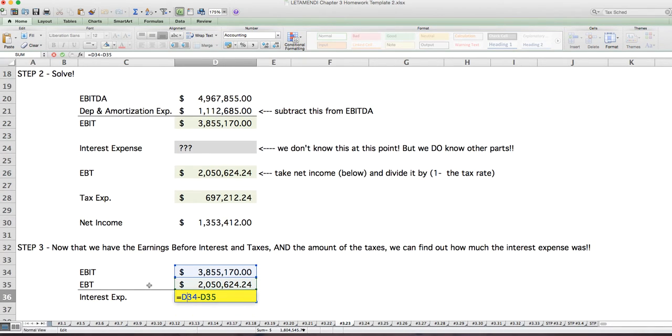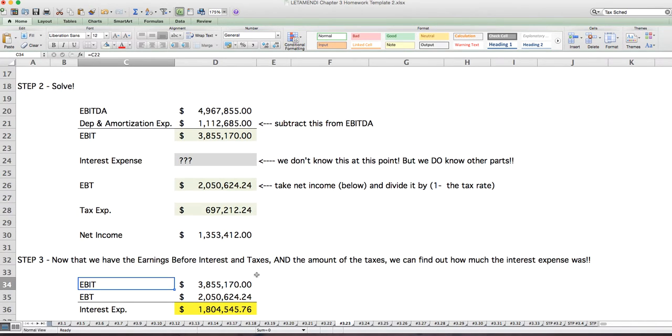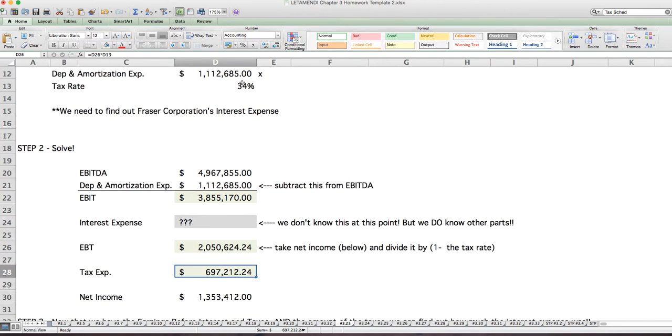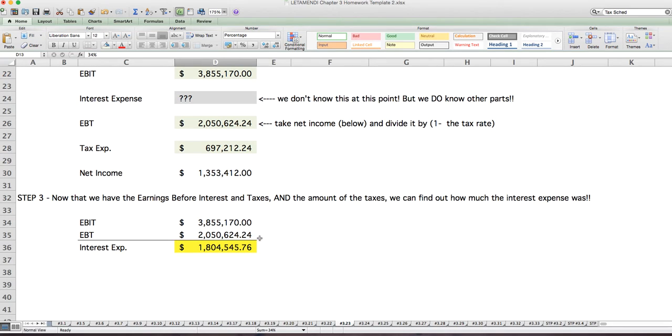So if a question asks you for interest expense, there's no way you can find out unless you calculate the earnings before interest and taxes and the earnings before taxes. You also have to find out their tax expense, and you need the rate. So you're playing with a couple of different puzzle pieces here, but you will always be provided with everything that you need in order to solve the problem.